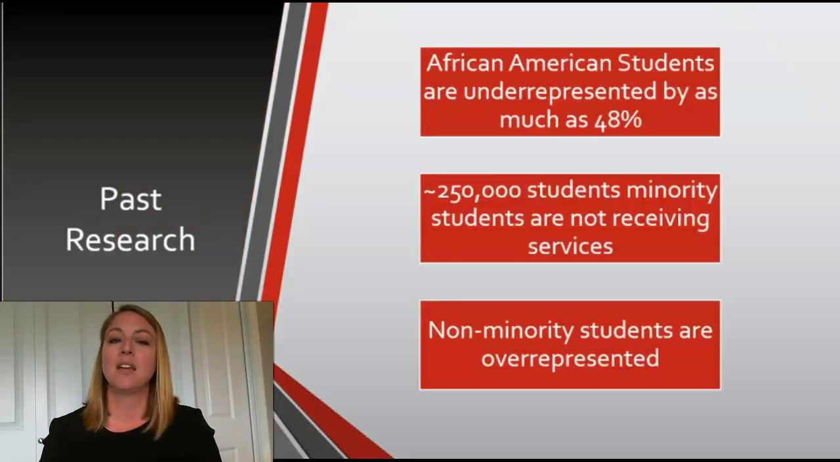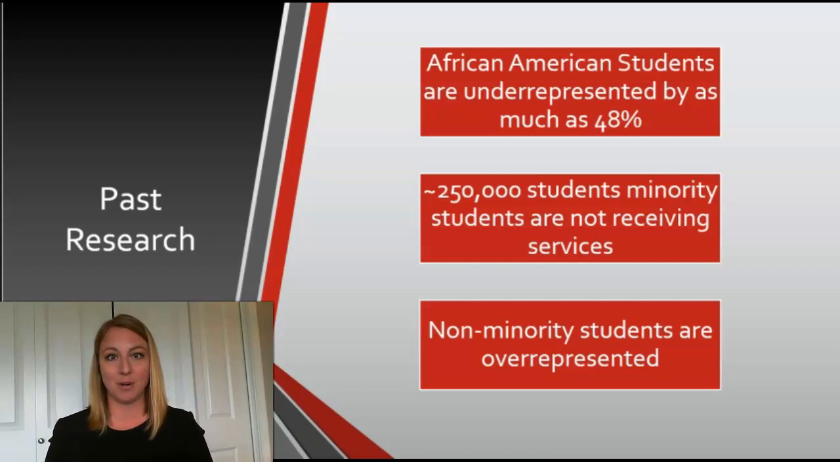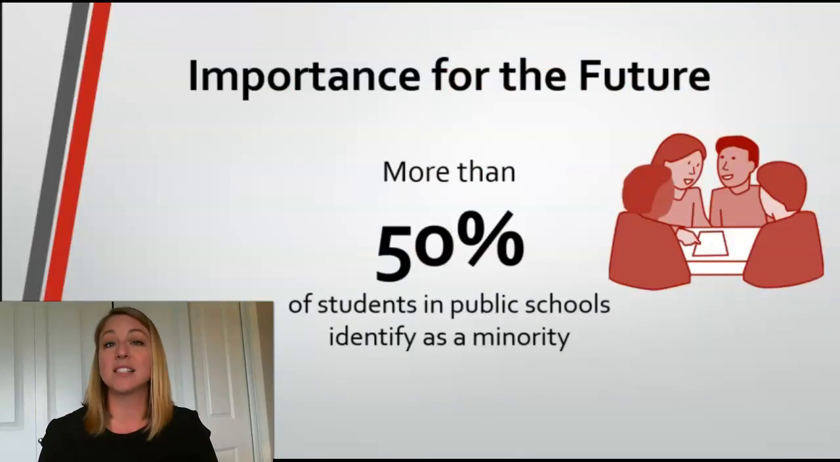Research shows that African American students in the United States are underrepresented by as much as 48% in comparison to their non-minority peers. This means that at least 250,000 African American students in the United States need gifted education services but are not receiving them. In addition, non-minority students are overrepresented in these programs. This is important to note because the percentage of minority students in public schools is predicted to increase in the future.